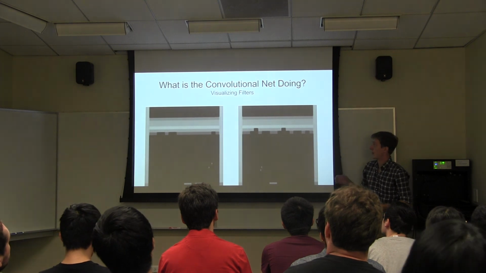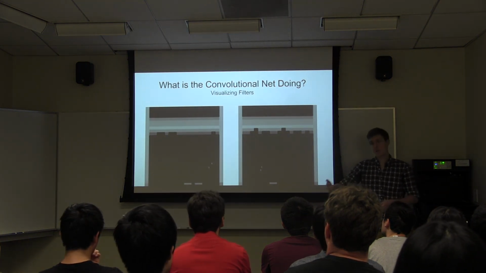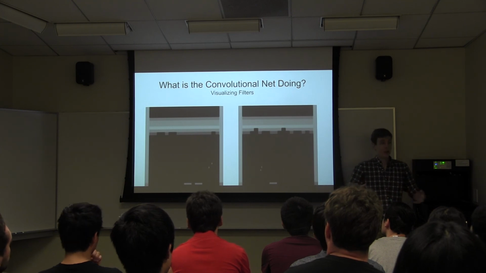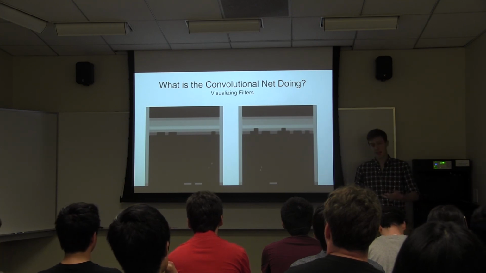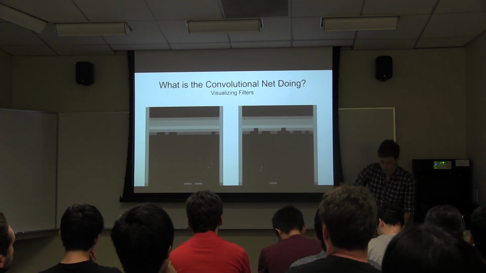So let's dive into what the convolutional net's doing. The first way to do that is to look at the actual filters that are being learned and figure out when they're activating based on frames. The frames we're going to look at are these two, and we'll step through the network and figure out what's going on.